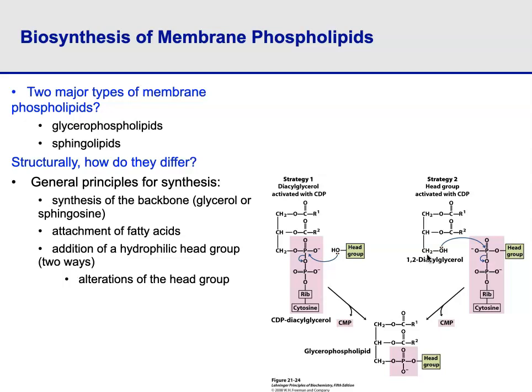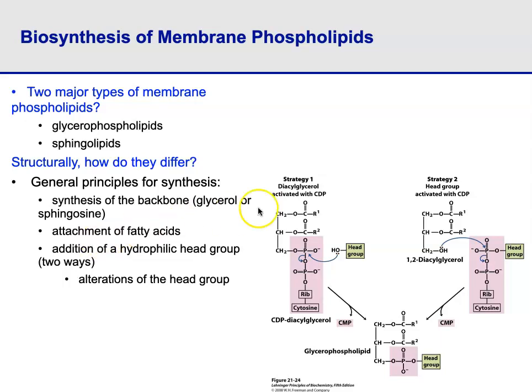Okay, so in principle though, the synthesis of membrane lipids follows this outline. First, the backbone is synthesized, whether it's going to be glycerol or sphingosine. Then the fatty acids will be attached to the backbone, and then the hydrophilic head groups will be added. And the addition of these head groups could be done in the following 2 different ways, and we're talking about phosphorus-containing head groups.